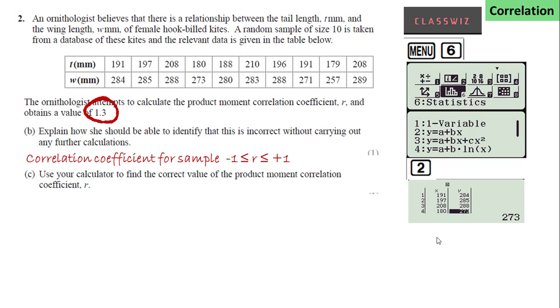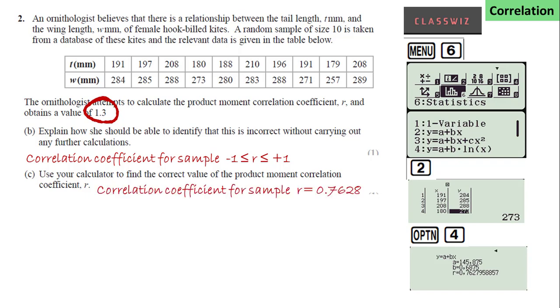Notice that the x is the explanatory variable, so the t values go into the x column. Y is the response variable, so the w values will go into the y column. When they're all completed, choose option 4, and the calculator calculates the equation of the regression line, y equals a plus bx, and it calculates the product moment correlation coefficient, which is r equal to, in this case, 0.7628.